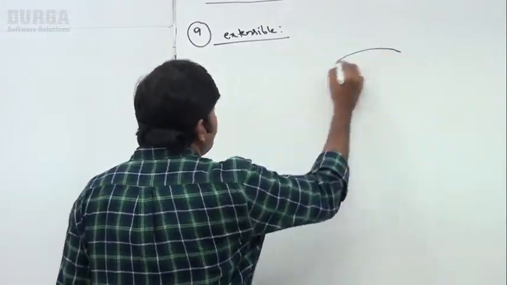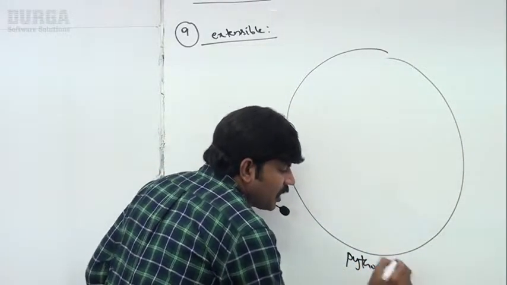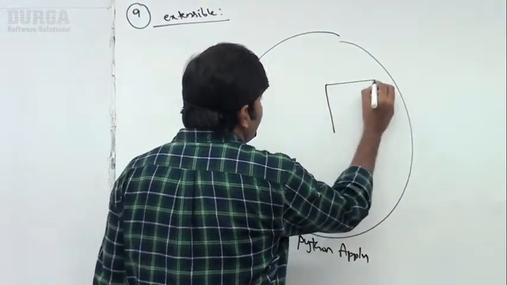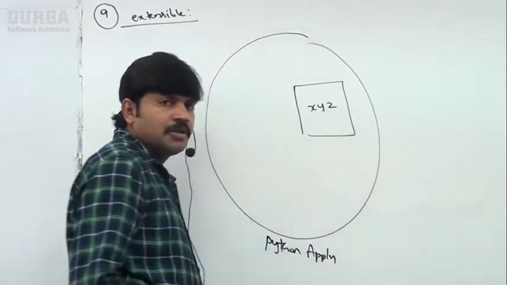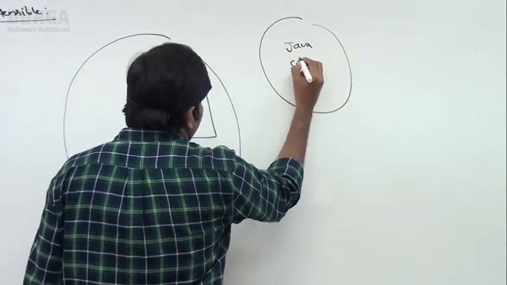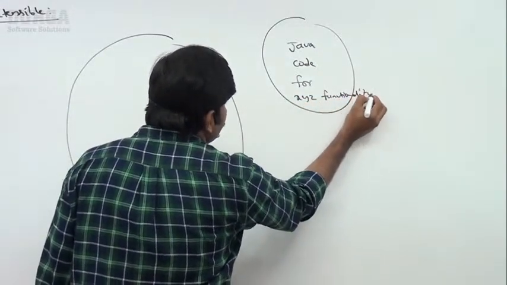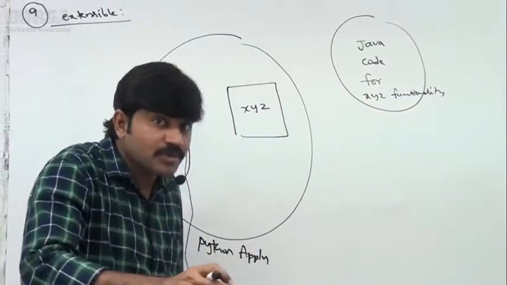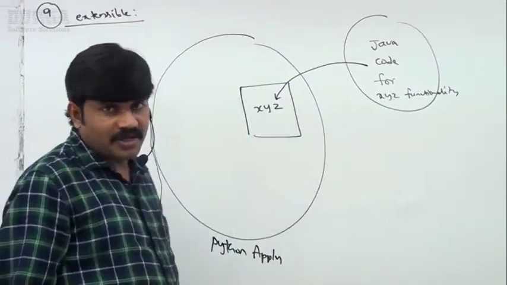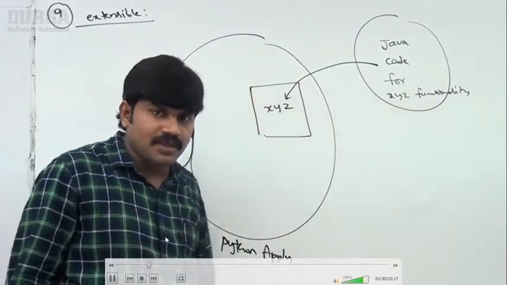What is the need? Very simple. Assume this is the Python application I want to develop. In that, some XYZ functionality is required. But there is already some Java code for this XYZ functionality. It is non-Python code. Is it possible to use this non-Python code inside our Python? Yes, no problem at all. We can use other language code in our Python.